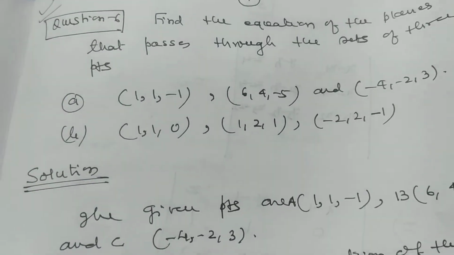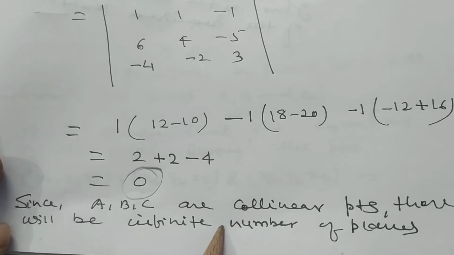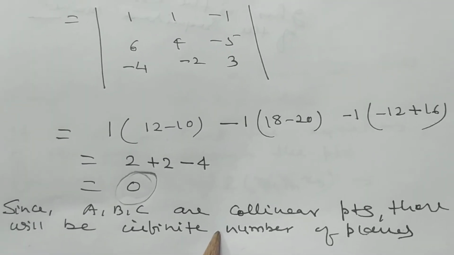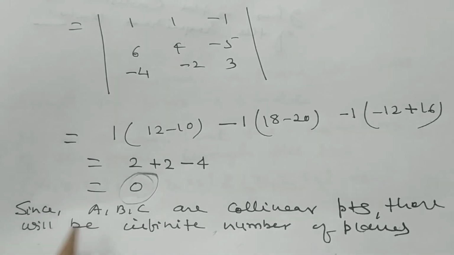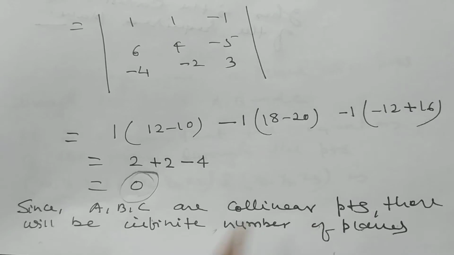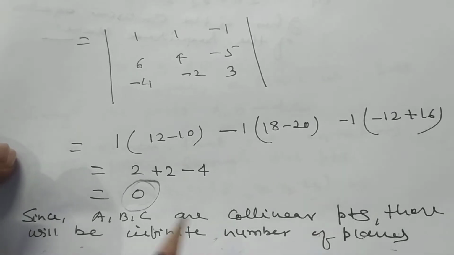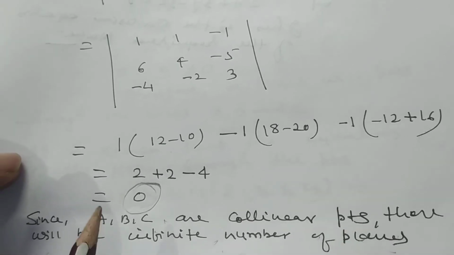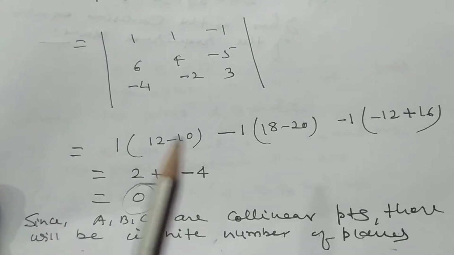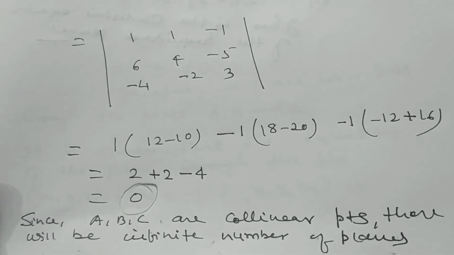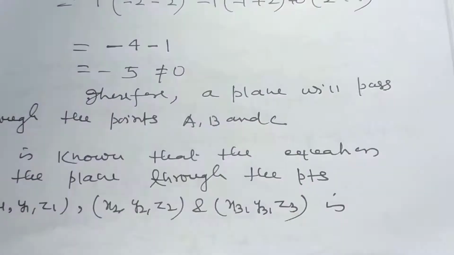There is a very objective question. How many planes will pass through 3 collinear points? Your answer will be that an infinite number of planes will pass through 3 collinear points. And how many planes will pass through 3 non-collinear points? Only one plane will pass through 3 non-collinear points.